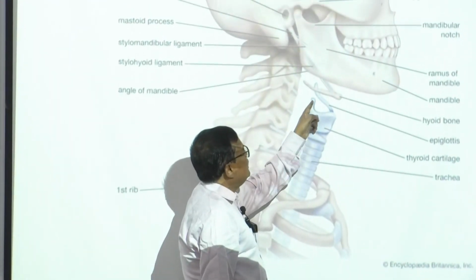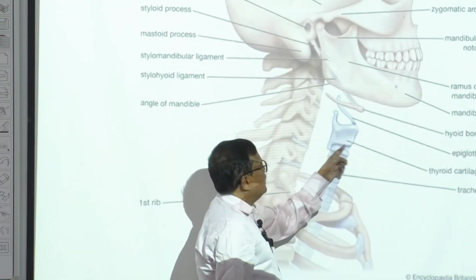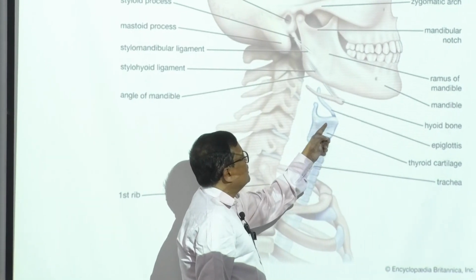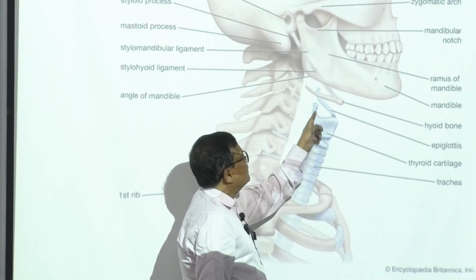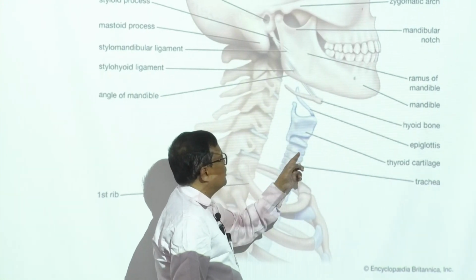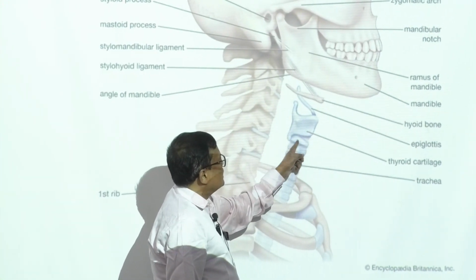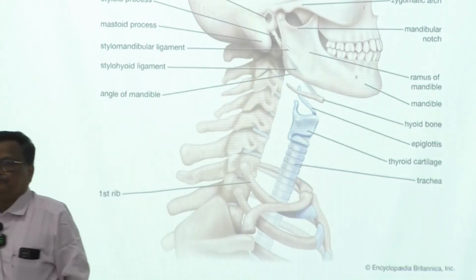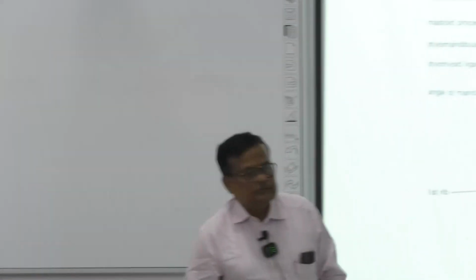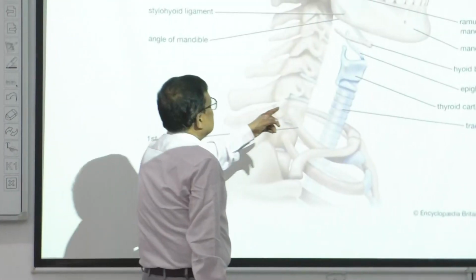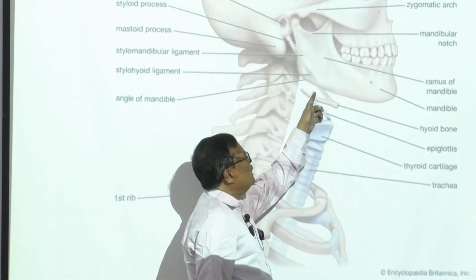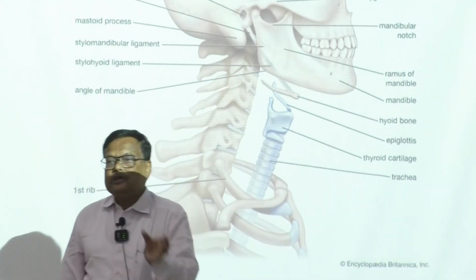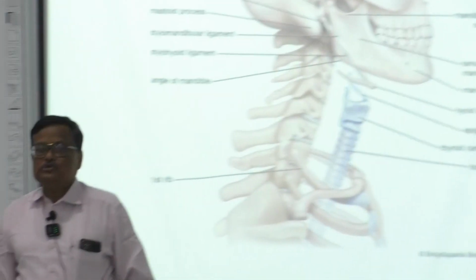So, it is the thyroid cartilage. It has an angle of the thyroid cartilage. The superior horn, and this is the inferior horn. Below the thyroid cartilage, there is another cartilage known as the cricoid cartilage. And this is another cartilage, known as the epiglottis. These are all cartilages of the larynx.